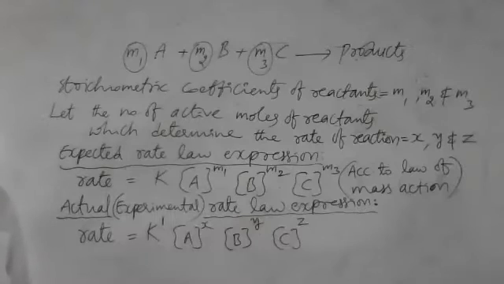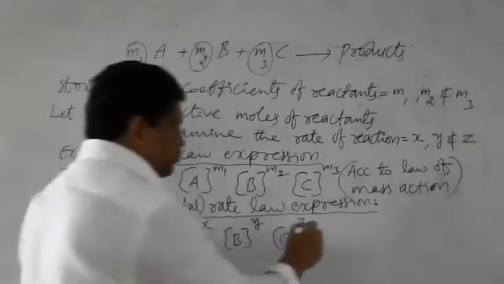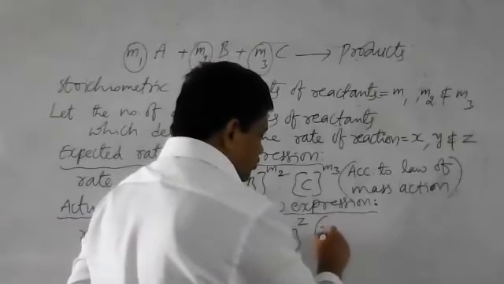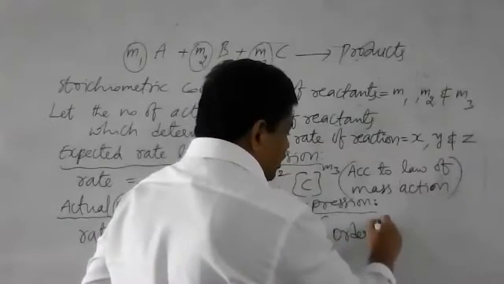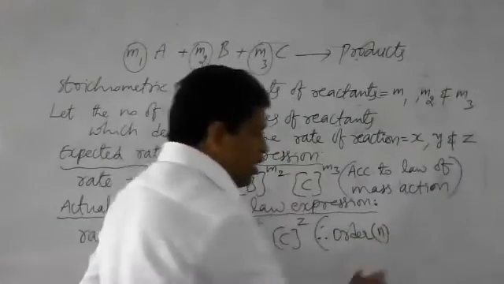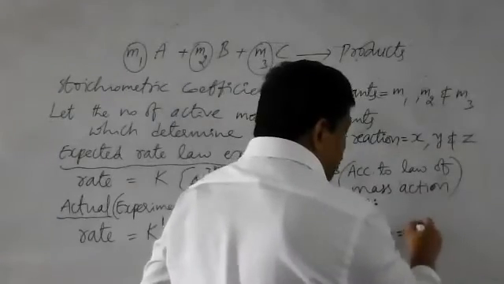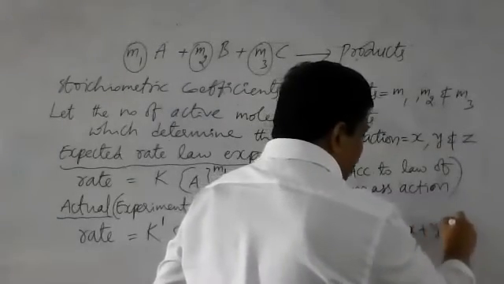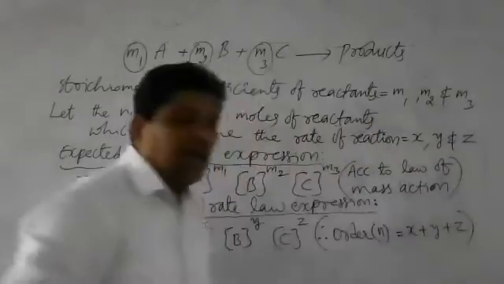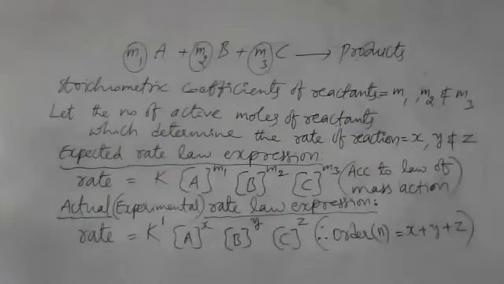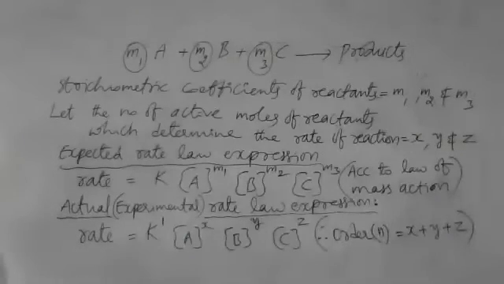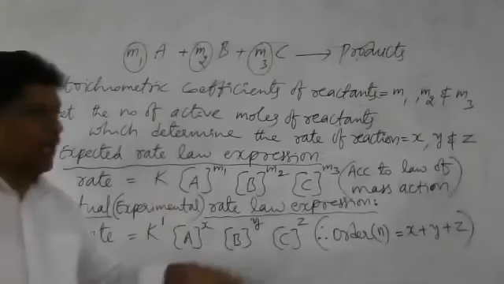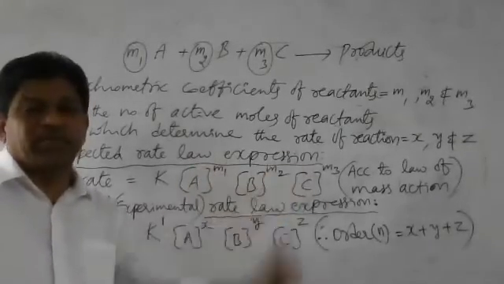Now what is the order of reaction? Tell me. Order means the n value we take generally. So the order of this reaction is equal to X plus Y plus Z. X plus Y plus Z is the order of this reaction, but not M1 plus M2 plus M3.